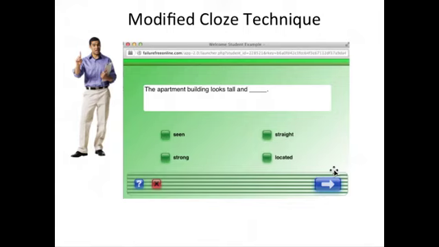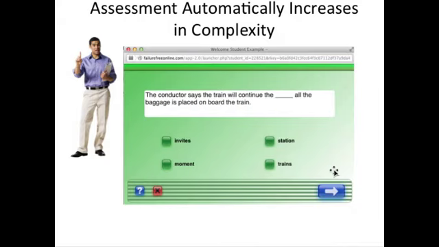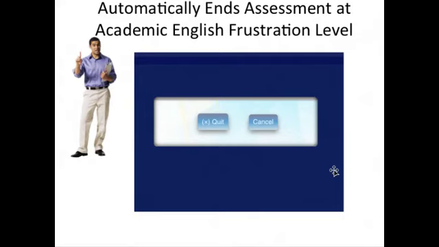We start from beginning first grade, and the program will automatically continue to go until it finds their frustration level. And it could go as high as SAT, ACT level material. Very quick, very easy to use, but it automatically, as I said, increases in complexity. When done, the program will stop and will give you an accurate assessment of their current academic English reading frustration level.